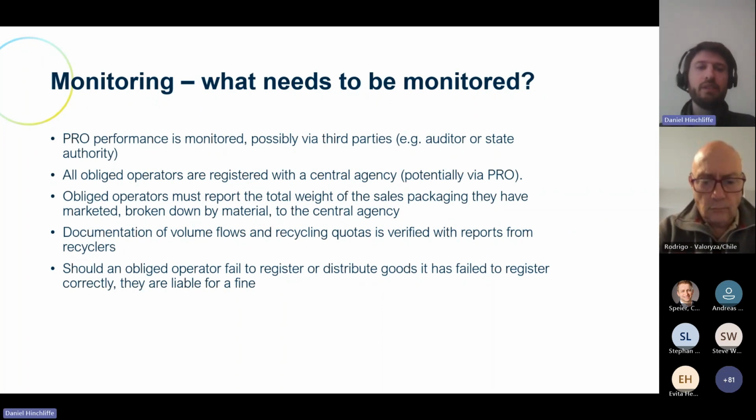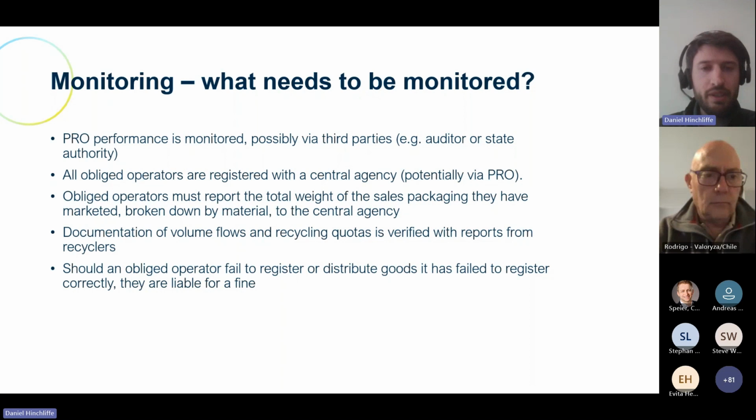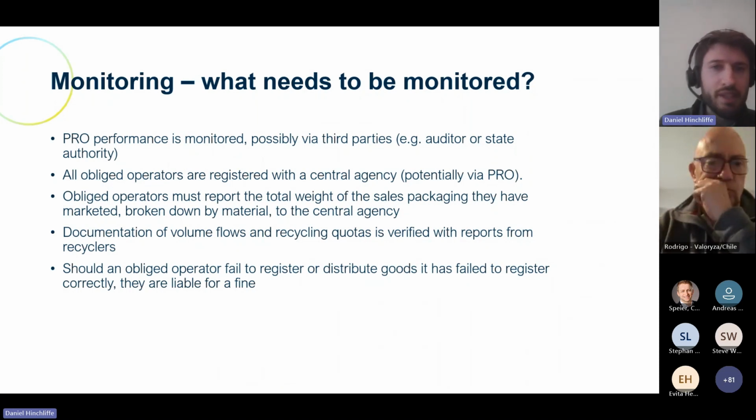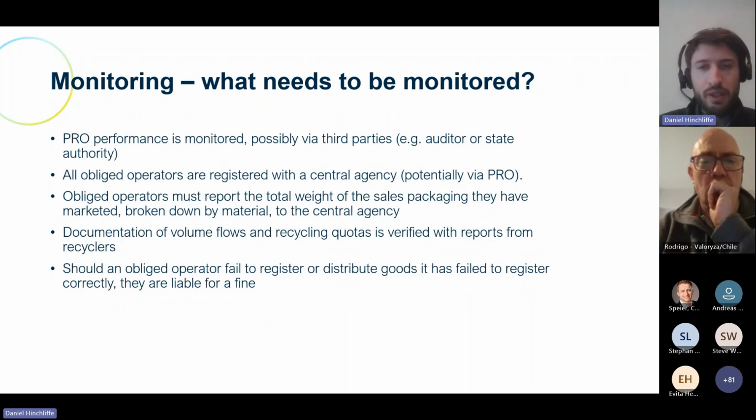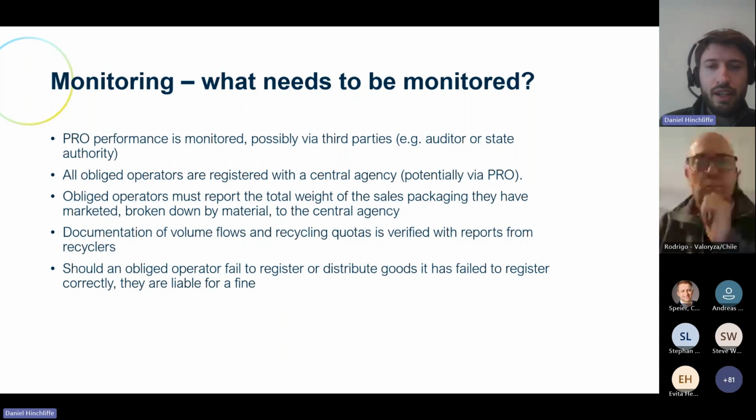And again, looking at monitoring, what we want to monitor is the data of things entering the market and things, again, being collected and recycled. So it's important to monitor the PRO performance, which can be done by third parties. It could be an auditor, or it could be a state authority. And we need all obliged operators to be registered with a central agency. This can be done on behalf of them by the PRO. We need all of these operators to report the total weight of sales packaging that they've marketed, broken down by our subcategories, by the material, to the central agency. And then we need a documentation of these volume flows and recycling quotas, and verify this with reports from recyclers.